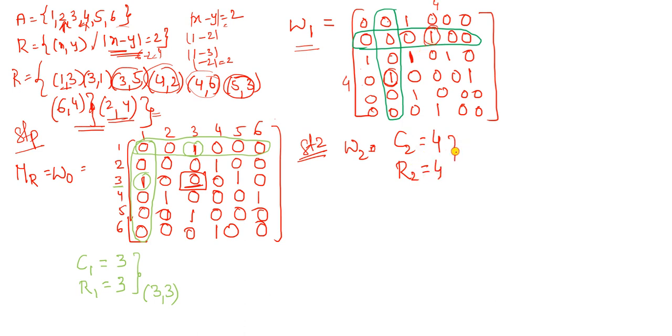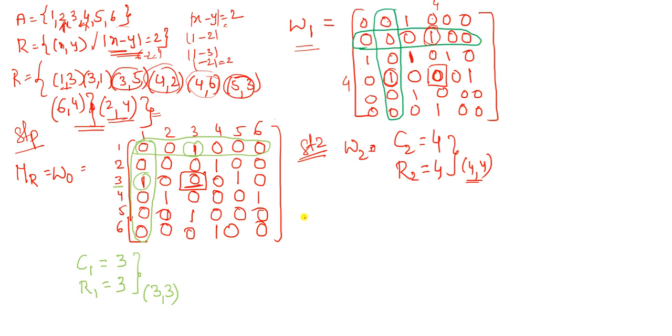Okay. From these two, what is the new pair now? 4, 4. Now where do we have to insert the 1? At 4, 4 position. That is this position. In this position we have to insert 1. Okay. And all the remaining entries are common.